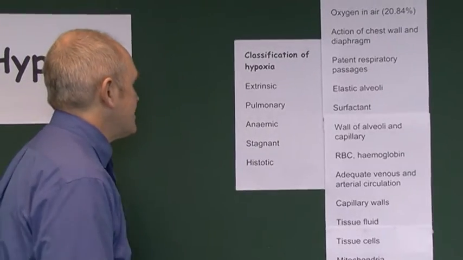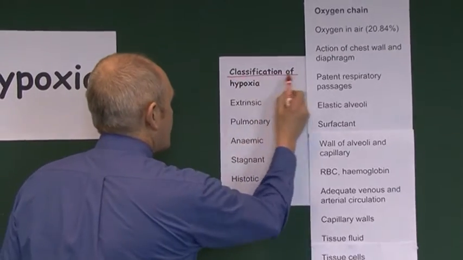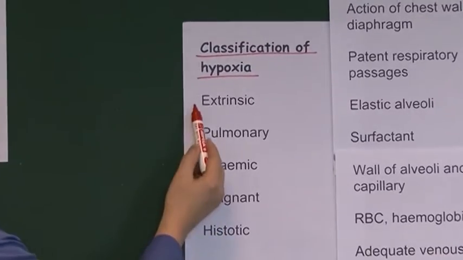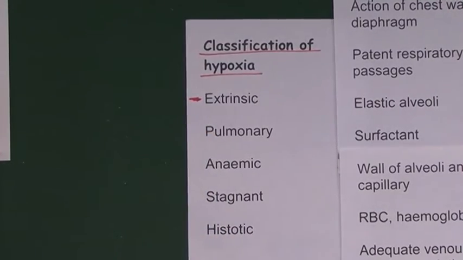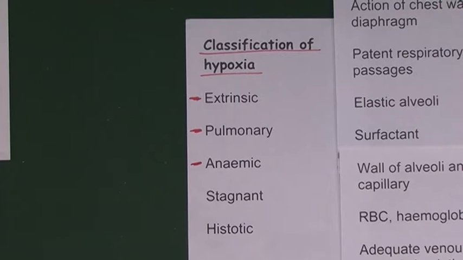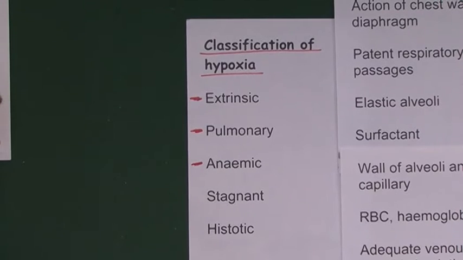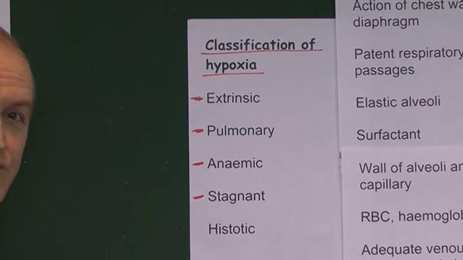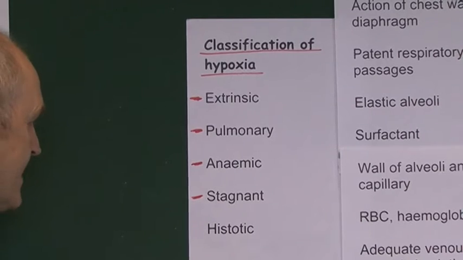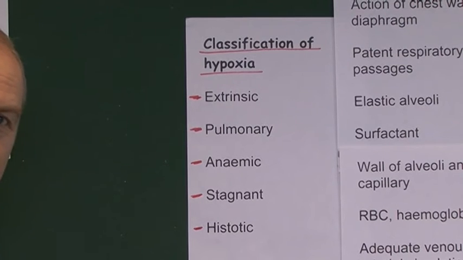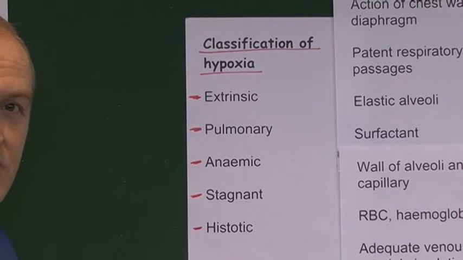So here we have classification of hypoxia according to its cause. Extrinsic, outside the lungs. Pulmonary, within the lungs. Anemic, relating to the ability of the blood to absorb the oxygen. Stagnant, relating to the ability or the inability of the blood to transport the blood around the body. And histotic, relating to the tissue cells themselves, if they are unable to use the oxygen for whatever reason.